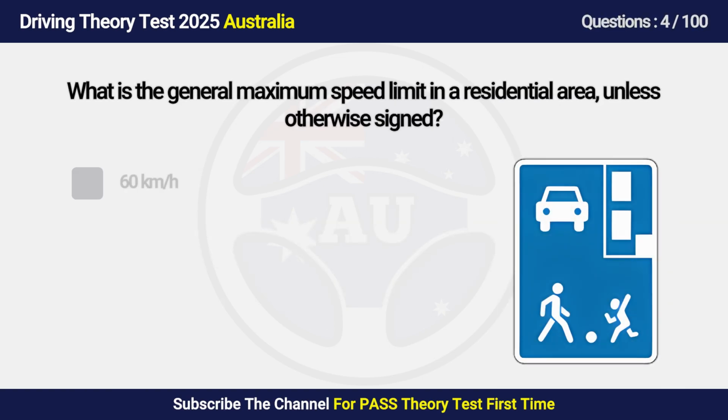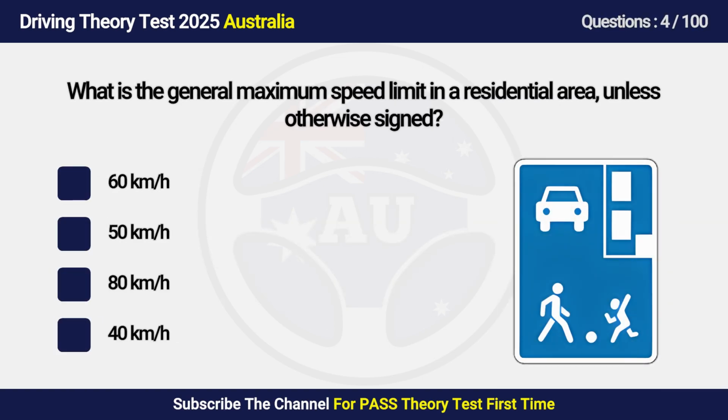Question 4. What is the general maximum speed limit in a residential area unless otherwise signed? A. 60 km per hour. B. 50 km per hour. C. 80 km per hour. D. 40 km per hour.